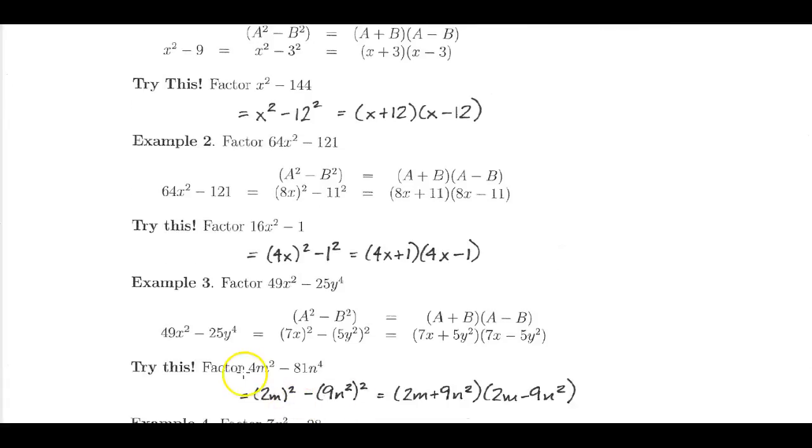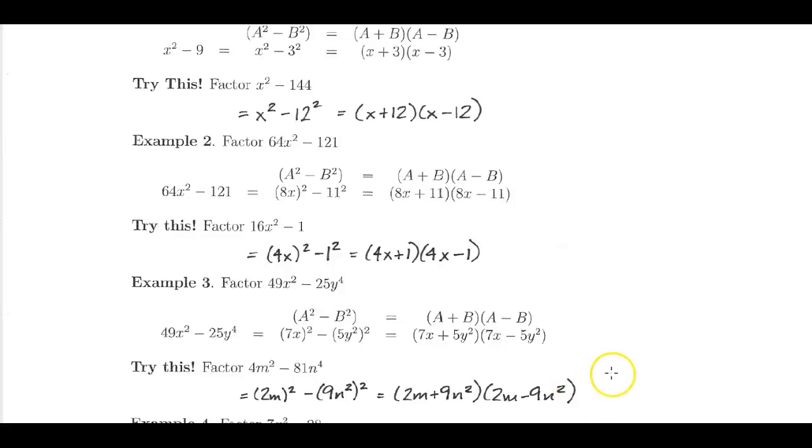Okay, so we can write 4m squared as the quantity 2m squared, and we can write 81n to the fourth as 9n squared squared. So 9 squared is 81, n squared squared is n to the fourth. We multiply the powers when we take a power to a power. So using our pattern, we have 2m plus 9n squared times 2m minus 9n squared.